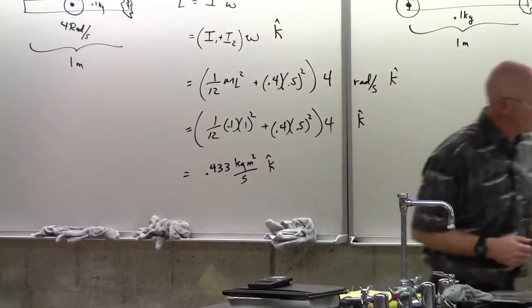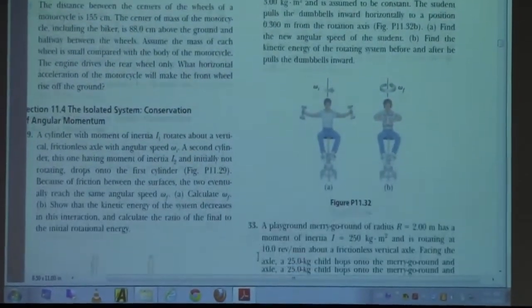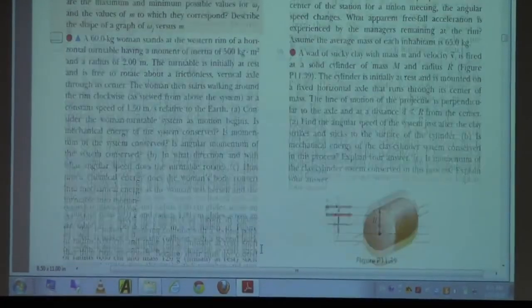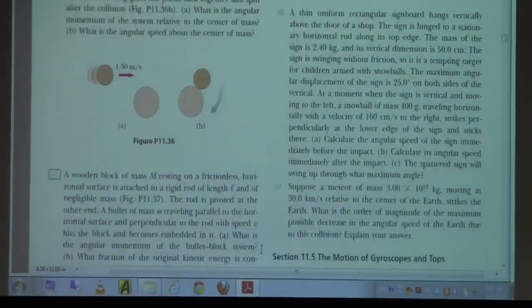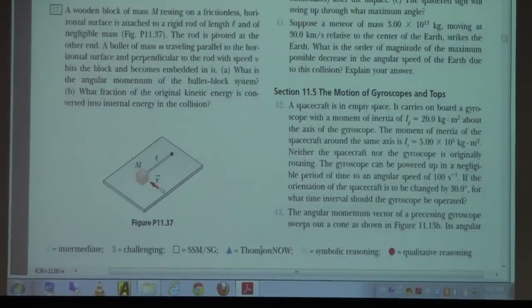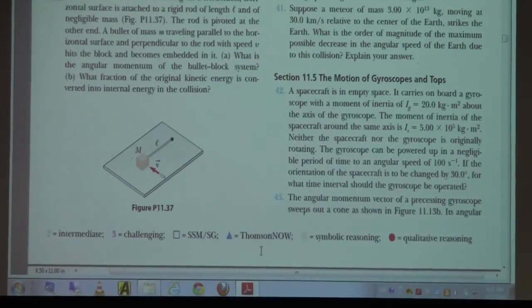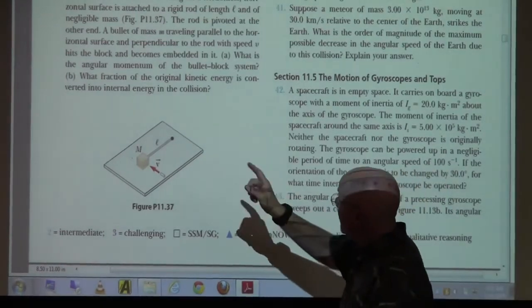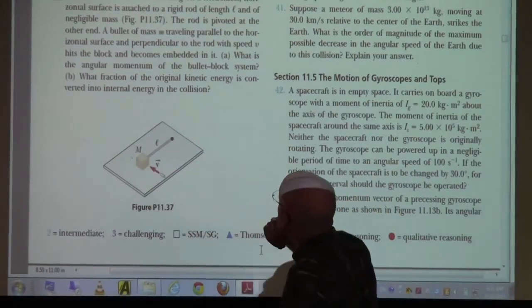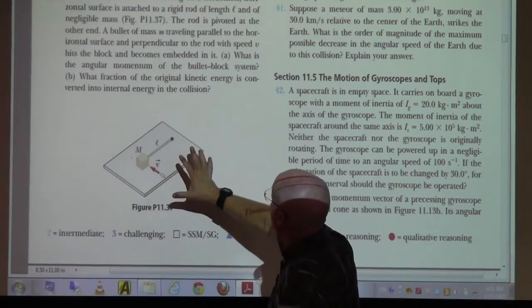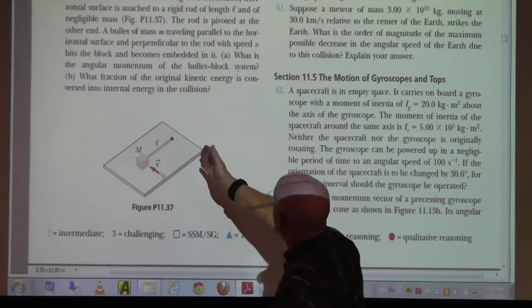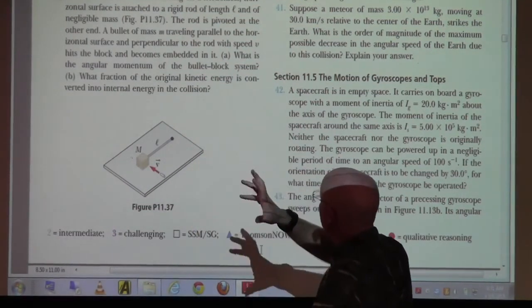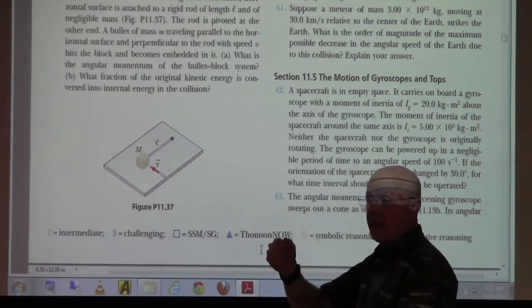All right, well, I better move on so I can show you the first hint I gave you. I think it shows up in number 37 here. 37, I think, has part of it moving in a straight line. Ah, yes, there's the picture. So here it says a wooden block of mass capital M is resting on a frictionless horizontal surface and is attached to a rigid rod of length L and of negligible mass. Okay, so we don't have to worry about the mass of the rod.